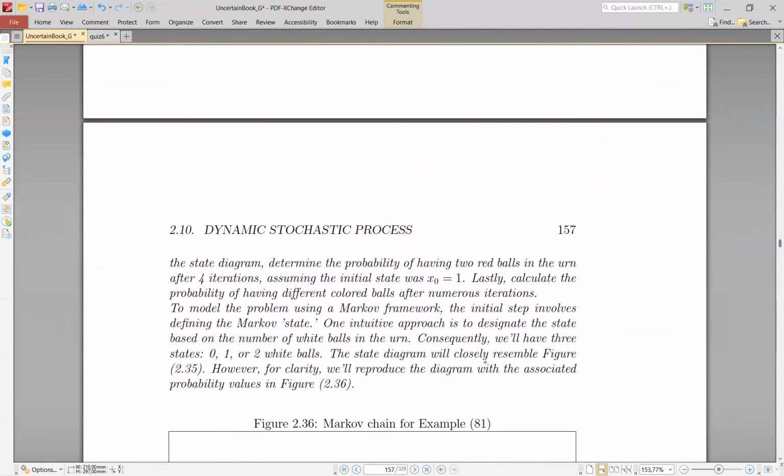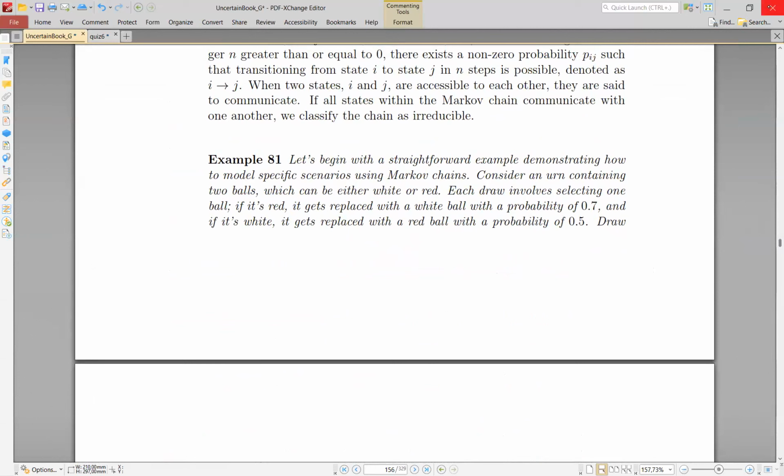And I will end after this example. Let us begin with a straightforward example demonstrating how to model a specific scenario using a Markov chain. Consider a bag containing 2 balls, which can be either white or red. The balls can be both white, both red, or one white and one red. We don't know yet what is inside the bag. Each draw involves selecting one ball randomly, and if it is red, it gets replaced with a white ball with a probability of 0.7.